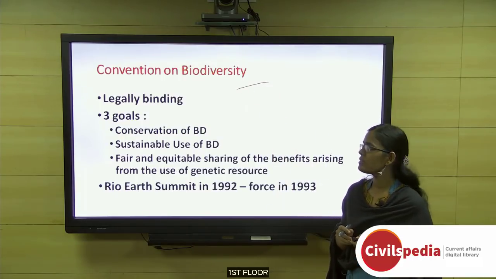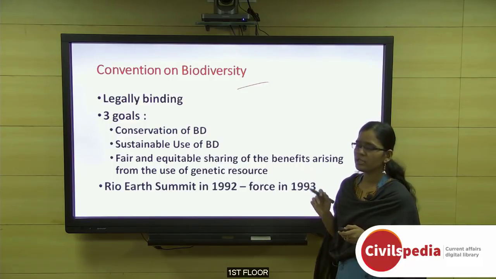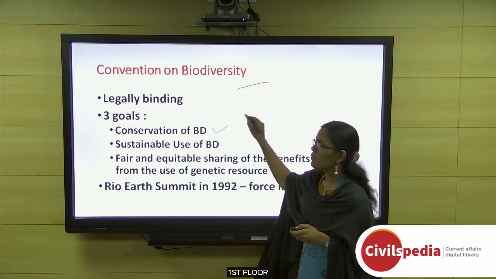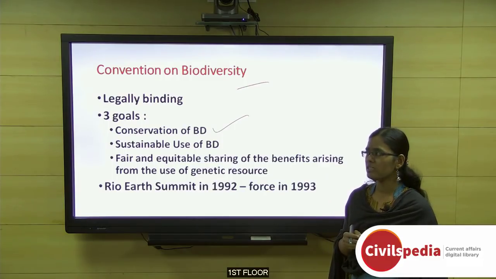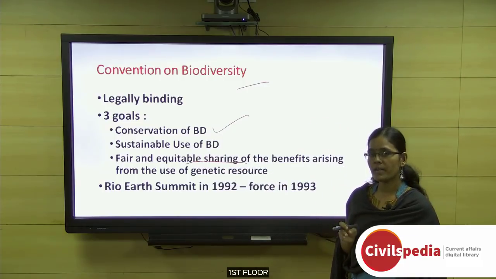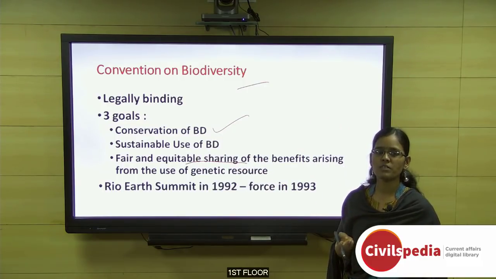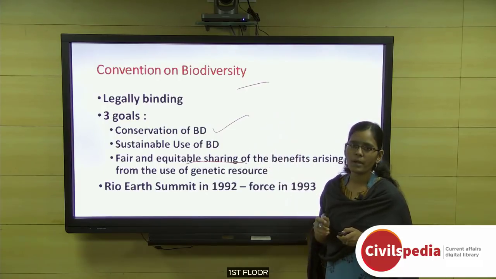So this convention is a legally binding international treaty that focuses mainly on three major goals. First, conserving biodiversity. Second, how to sustainably use this biodiversity. And third, fair and equitable sharing of the benefits arising from the utilization of biodiversity genetic resources. These are the three major goals of this Convention on Biodiversity.